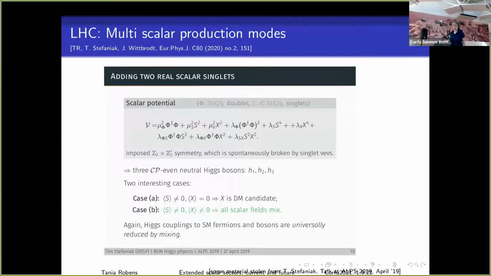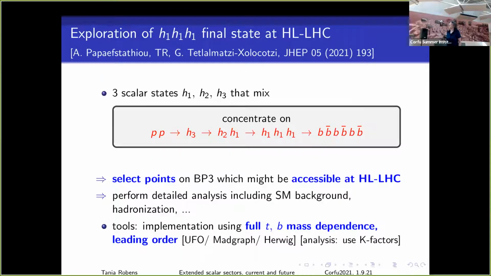Okay, so I jumped. I had 10 more minutes, now I have 8 more minutes, maybe. I jump to the next model where you add 2 real singlets, and I'm concentrating on the case where all scalar fields mix. So now you have 3 scalars. This is, of course, interesting. One can give a 1-hour talk on this model. I don't have 1 hour, so I concentrate on something particular.